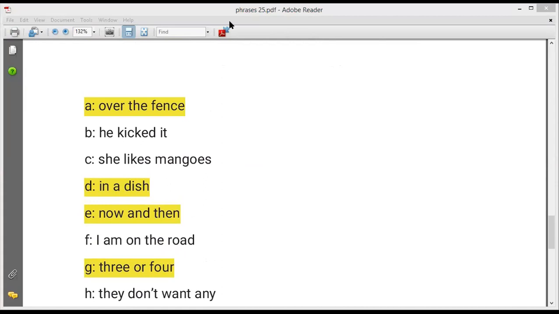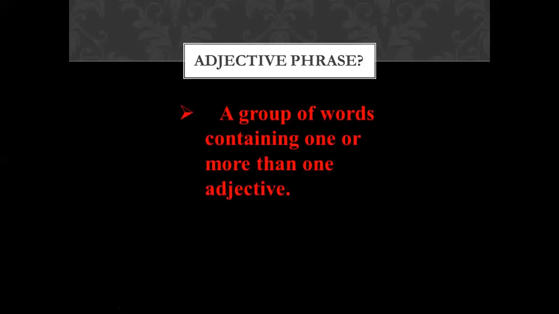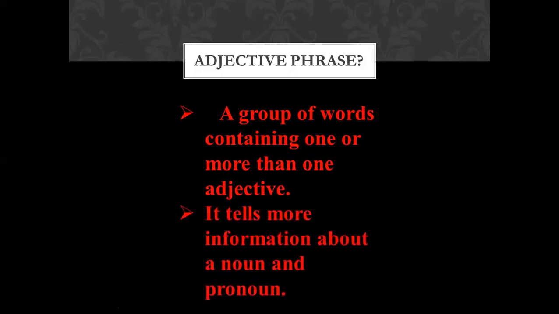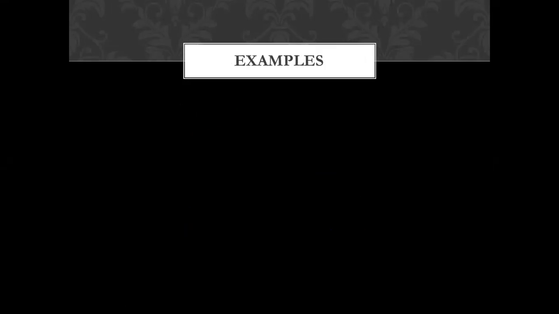It's clear? So what is an adjective phrase? Adjective phrase. A group of words containing one or more than one adjective is called adjective phrase. It tells more information about a noun and a pronoun. Okay, an adjective is only one word. When there's a single word, we will say that it's an adjective. When we have a group of words containing one or more than one adjective, then we will say that it's an adjective phrase.